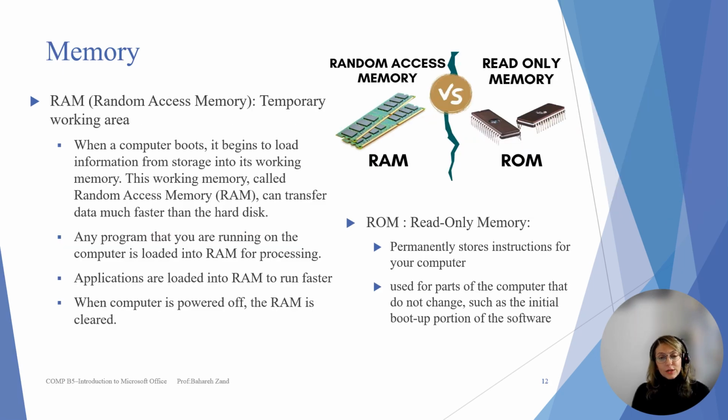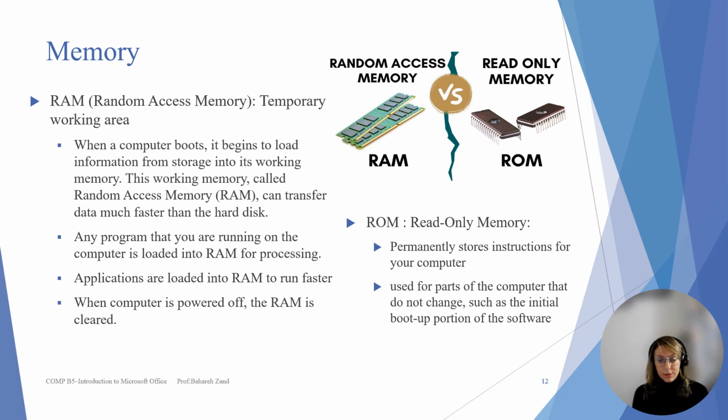The next hardware component that we're going to cover is memory. We have two types of memories in computers. We have RAM and then we have ROM. RAM, or random access memory, is a temporary working area. That means where your computer puts some certain information from the hard disk coming into the RAM, and then you can start working. RAM is much faster than a storage like hard disk.